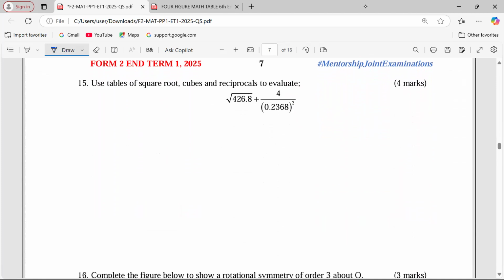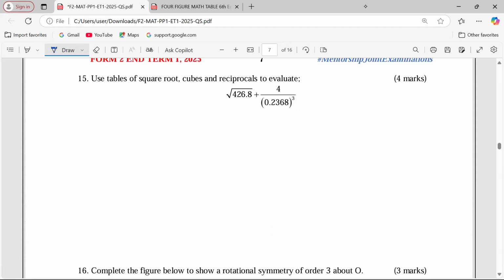Let's work out the first number here, the square root of 426. 426 can be written in standard form as 4.268 times 10 power 2. So we are obtaining the square root of this. This one will be obtained from the tables. So we go to the tables and read the square root of 4.268.